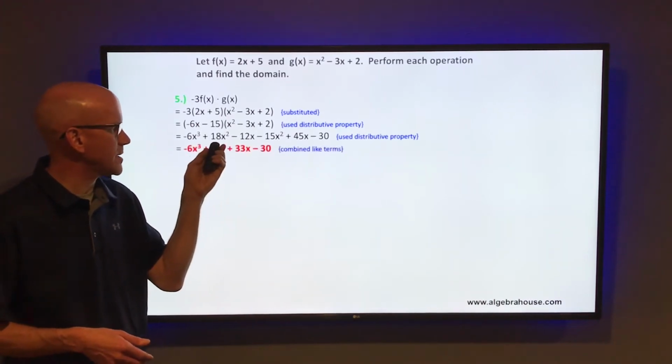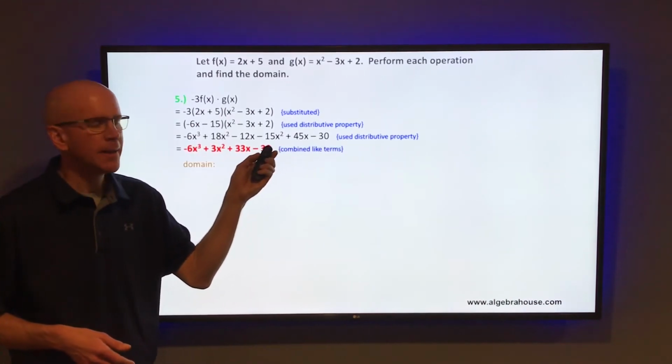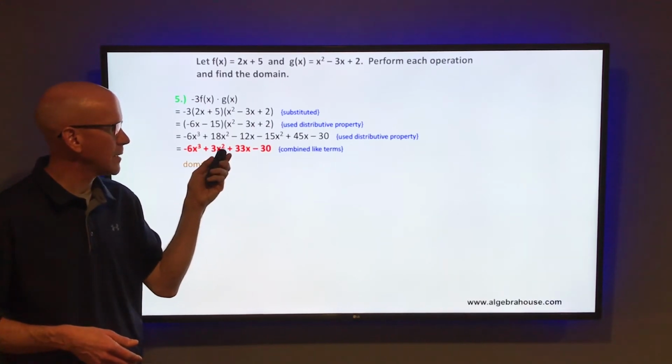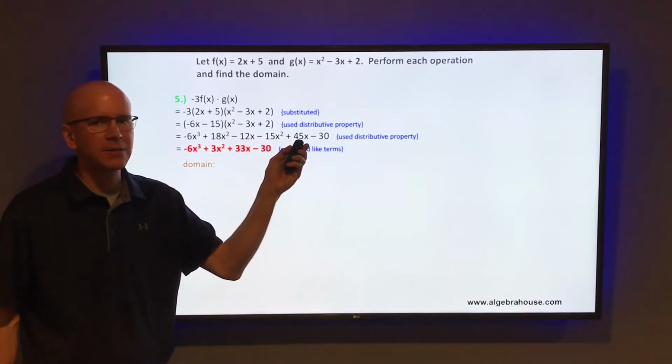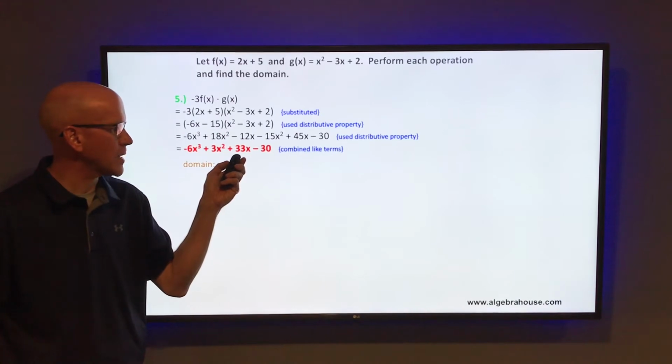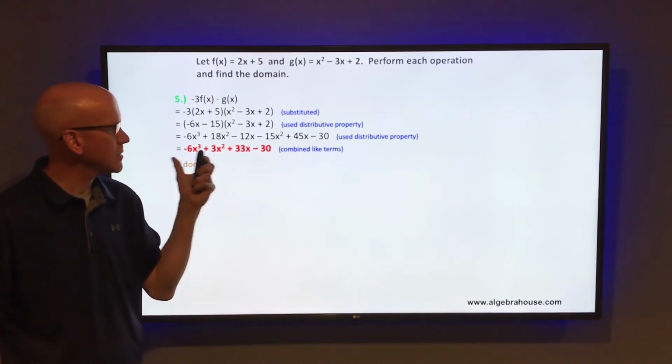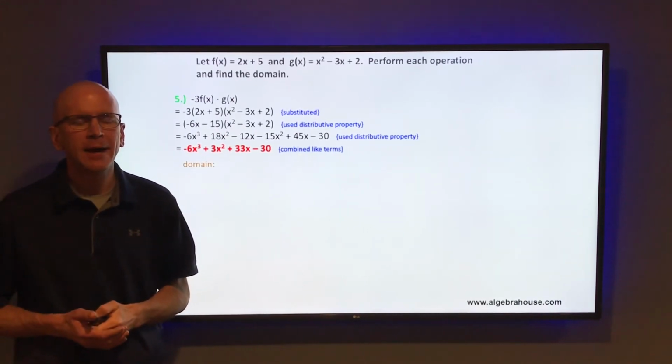Like terms would be 18x² and negative 15x². If you combine those, it's 3x². Also negative 12x and 45x. If you combine those, that is 33x. Still have a minus 30 on the end, and you still have that negative 6x³ out front.